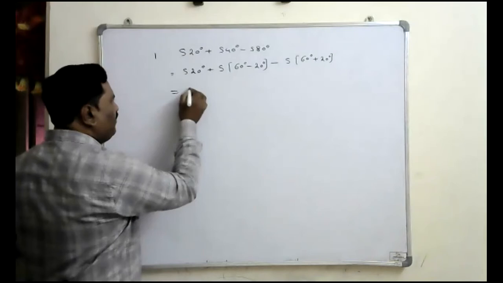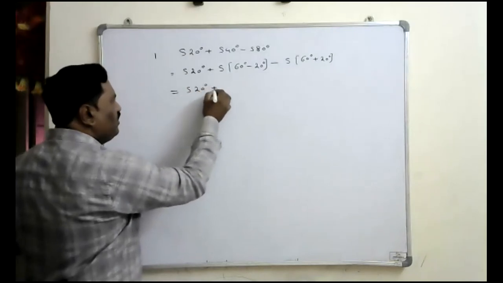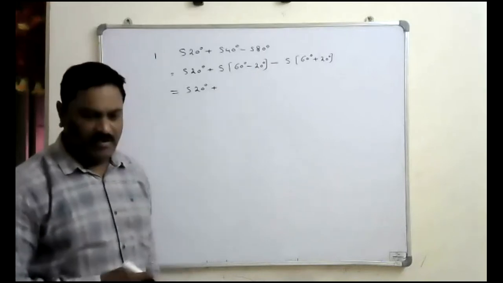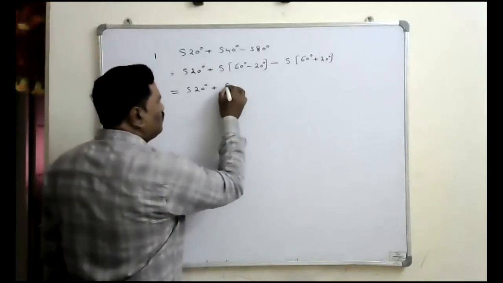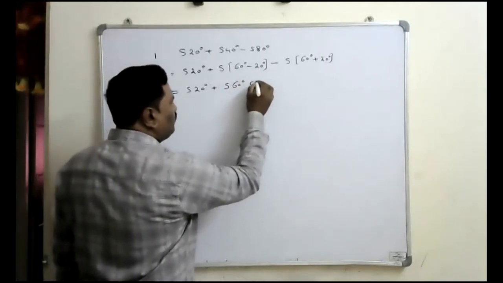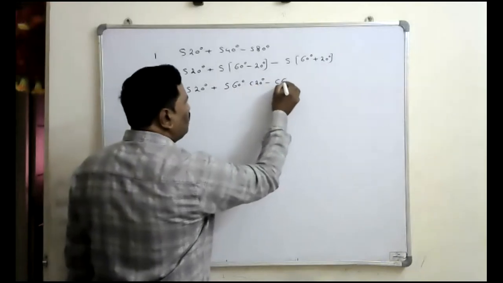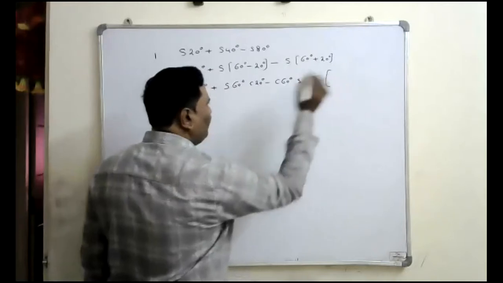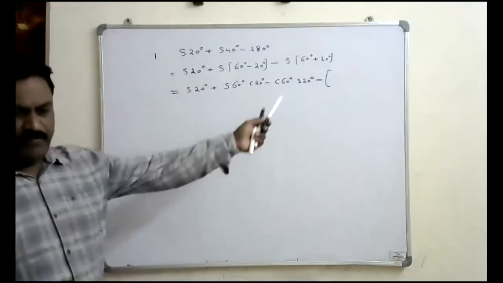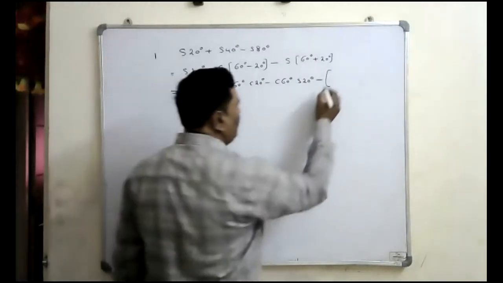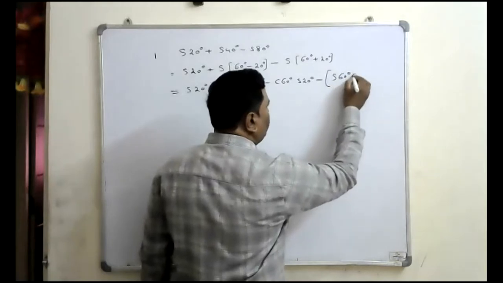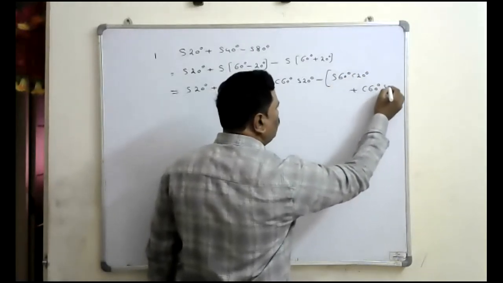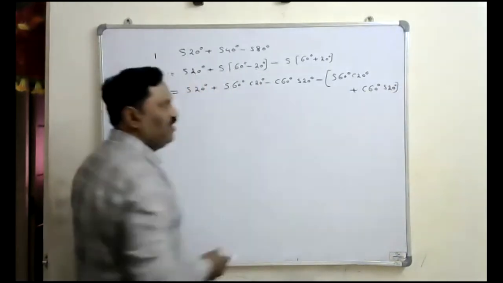So then it is sine 20 degree plus, now it is in the form of sine of a minus b. Sine of a minus b, how do you write it? Sine a cos b minus cos a sine b. Then minus, keep the bracket, that is in the form of sine of a plus b, which means sine a cos b plus cos a sine b. So like that you can expand those two values.